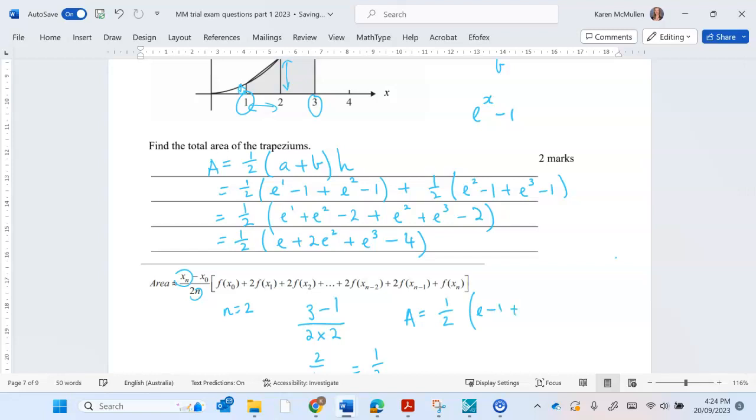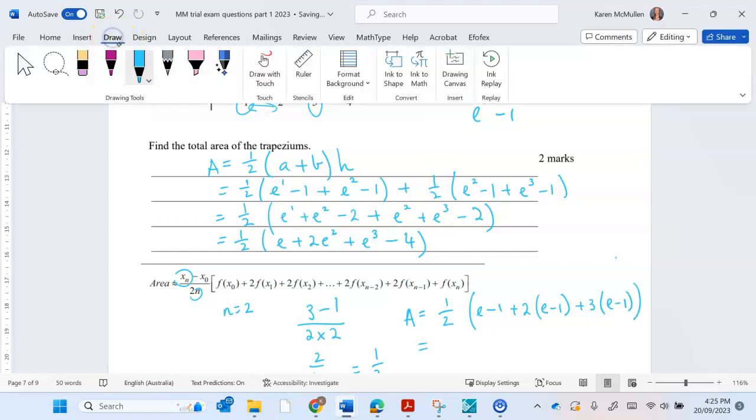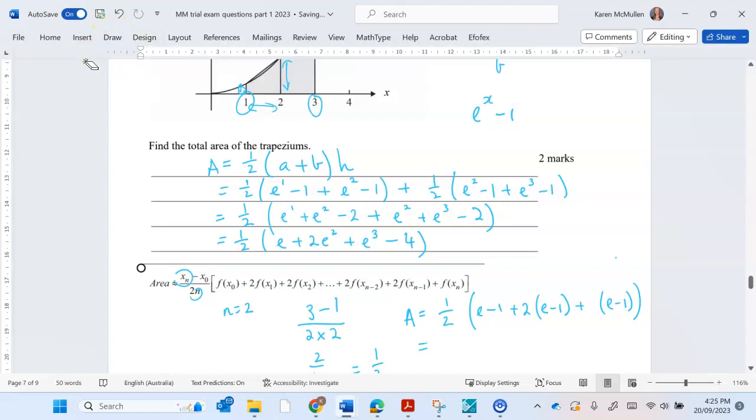Then your next value is 2 times e to the -1. And then your next value is 3 e to the -1. Sorry. Why did I put a 3 there? It's not 3.